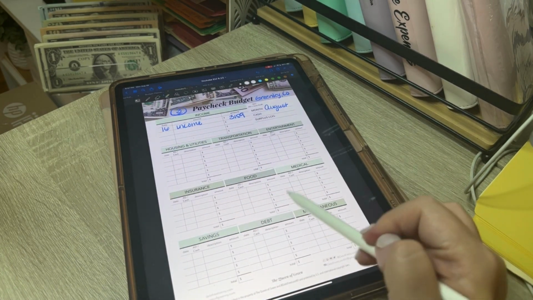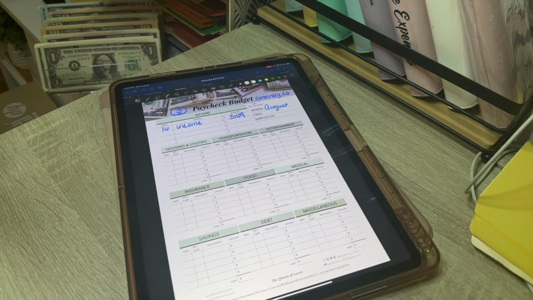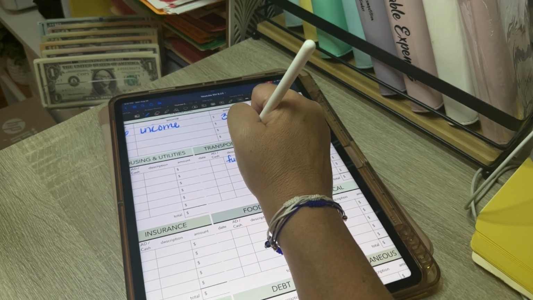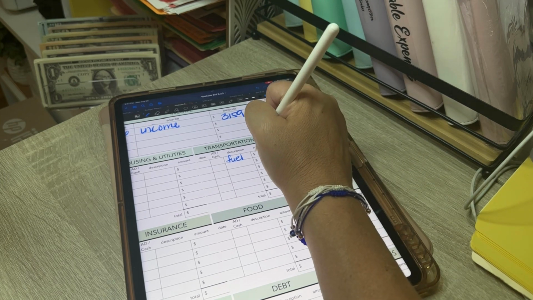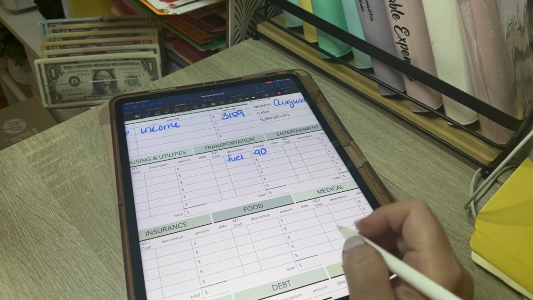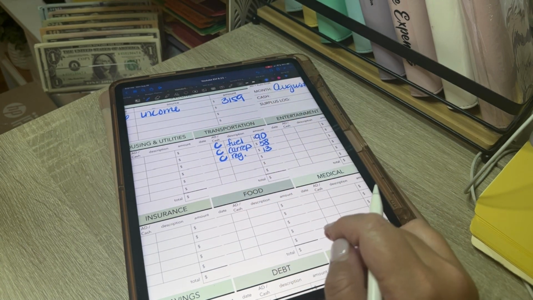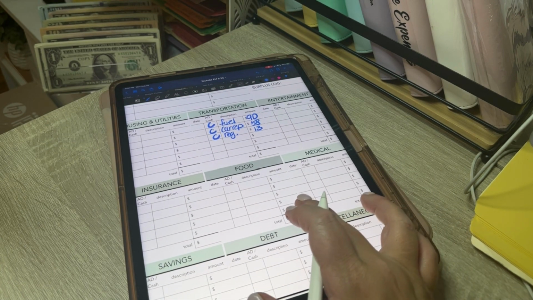Now, all of those expenses that we cut in half over here, we're going to bring them over here and put those half amounts in. So originally, the budgeted amount for fuel was $180. So now we're going to bring 90 over. And the C stands for cash because those are all cash funded.